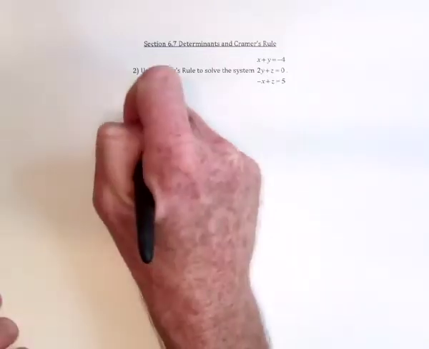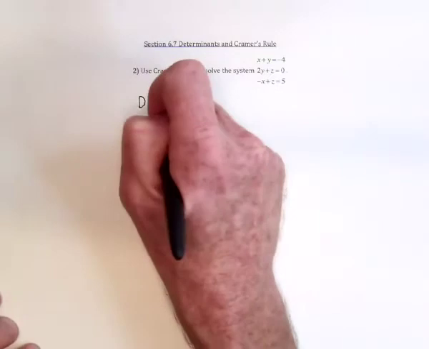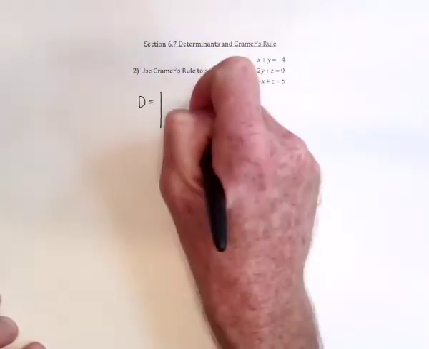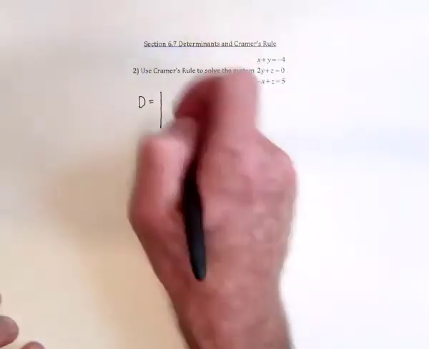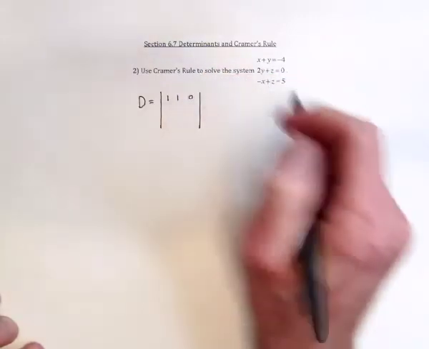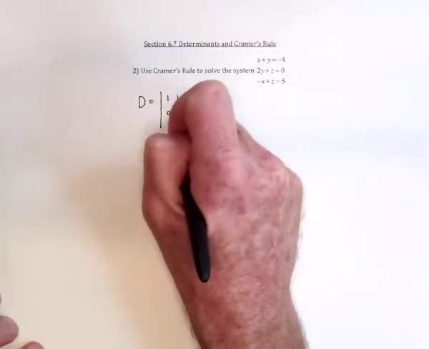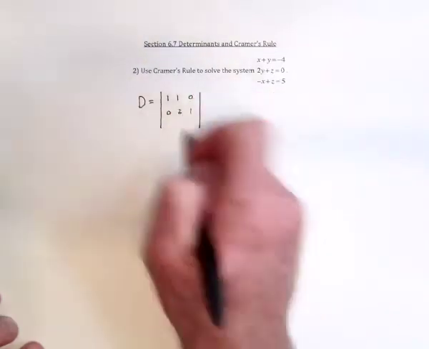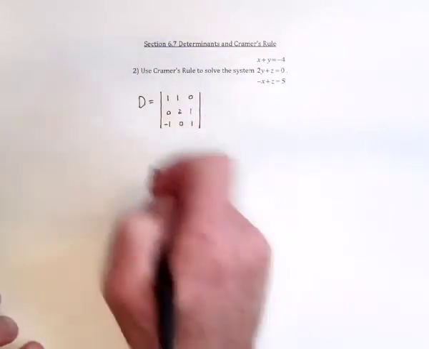So we can use Cramer's rule to solve this 3 by 3 system. First of all, set up the matrix D, which comes from the coefficients of x, y, and z. So it's going to be a 3 by 3 matrix, 3 rows, 3 columns. In the first row, we've got 1, 1, and 0 for z. In this one, we've got 0 for x, 2 for y, and 1 for z. And the bottom one is a -1, 0, and 1 for z.